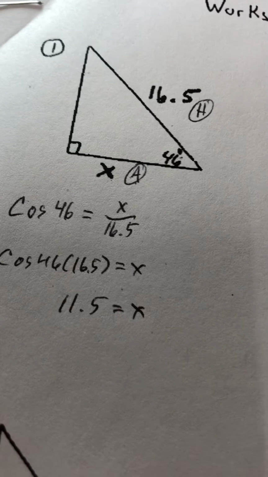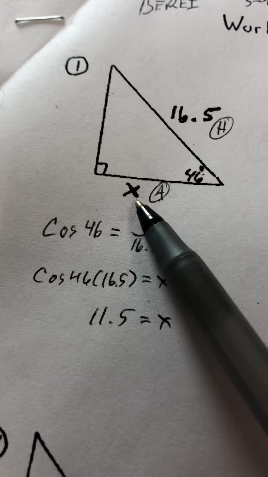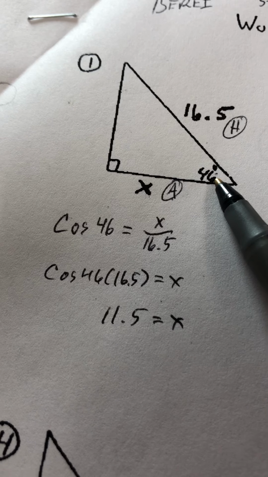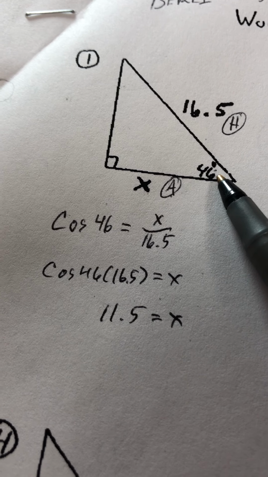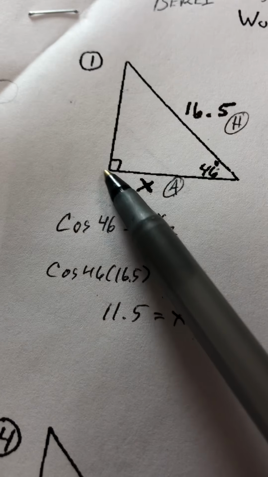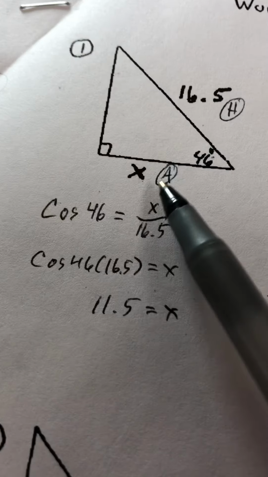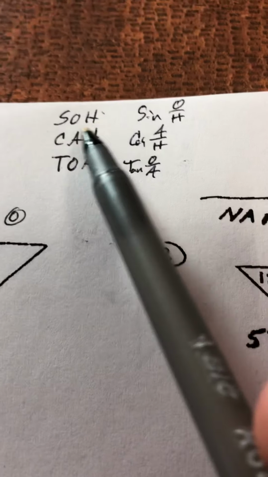So with that in mind, let's take a look at number one. I think you did number one in class, but in case you weren't there, we need to know this side from this perspective of 46 degrees. This is going to be the adjacent, and this would be the hypotenuse. Hypotenuse is always directly across from the 90-degree angle. So which one has AH in it? AH, cosine. So I'm going to be dealing with cosine.